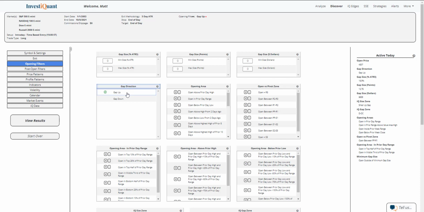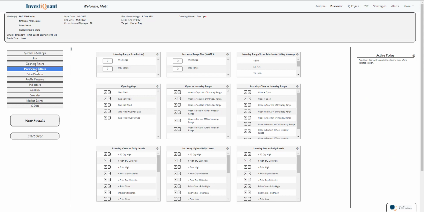Now, this morning we opened higher, so I'm going to add that to the test by going to opening filters and clicking on gap up. Next, I'm going to go to the post-open filters, and I'm going to describe the intraday action. The way I'm going to do that is I'm going to say that the open is near the lows and the 3 p.m. price is near the highs. So I'm going to click on this equals next to open and bottom 25% of the intraday range. That means the open is down there near the lows of the day.